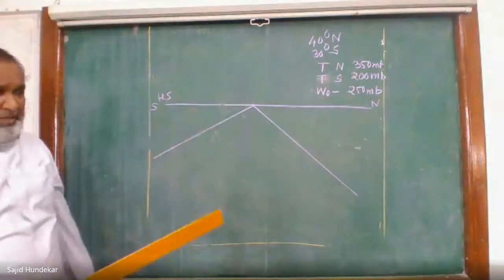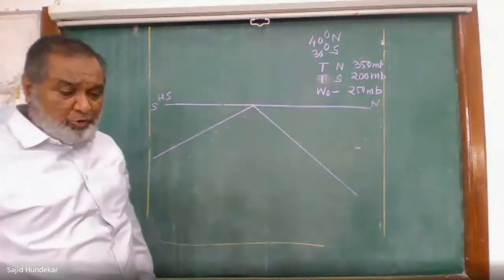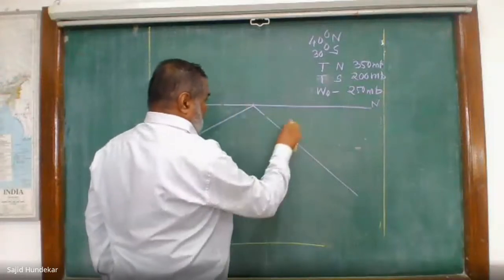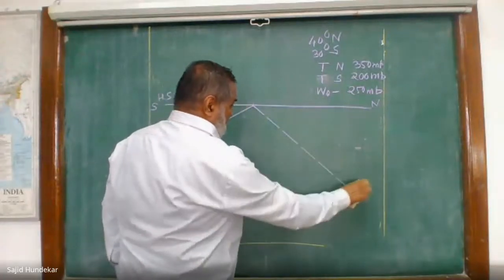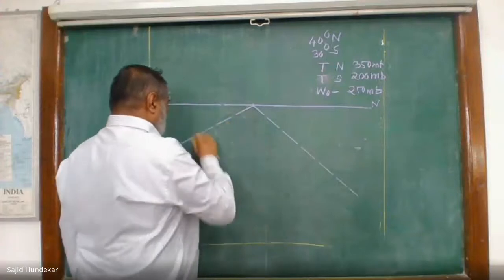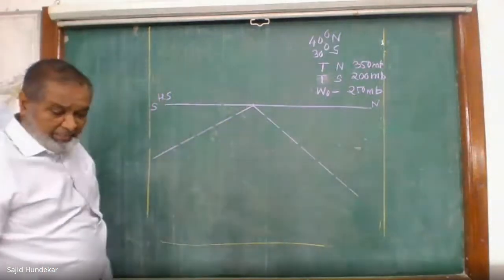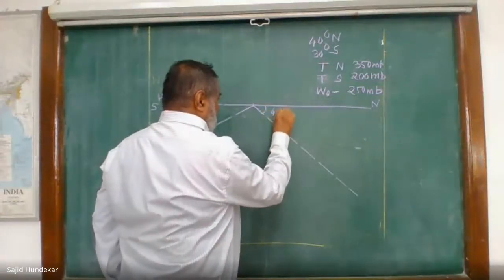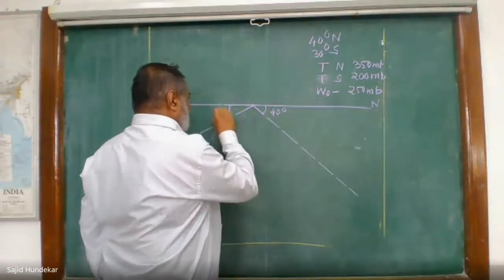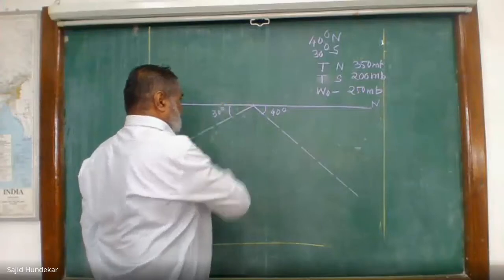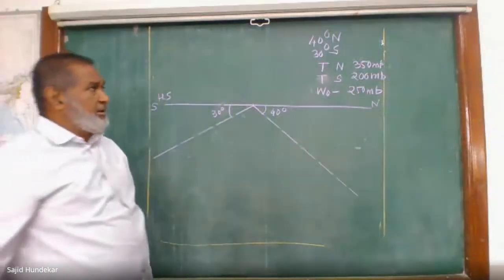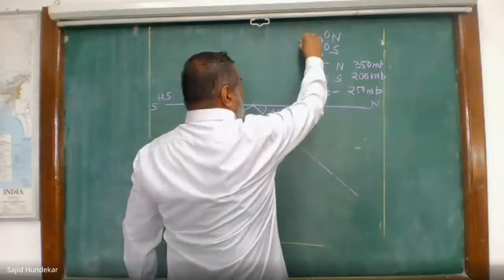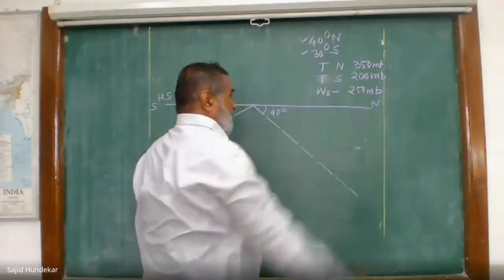This is 2. Yes? And all these are hill slopes. These are the hill slopes. You can show them as a dotted line. And now measure. This is the 40 degree you have taken, and this side you have taken the 30 degree. Yes?